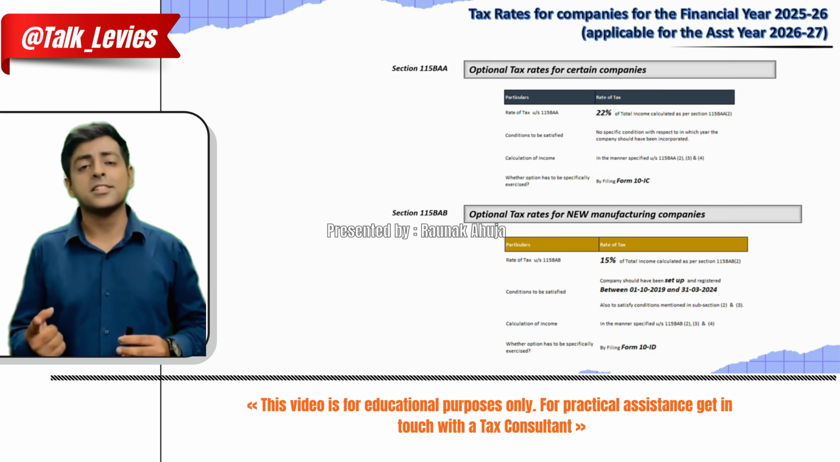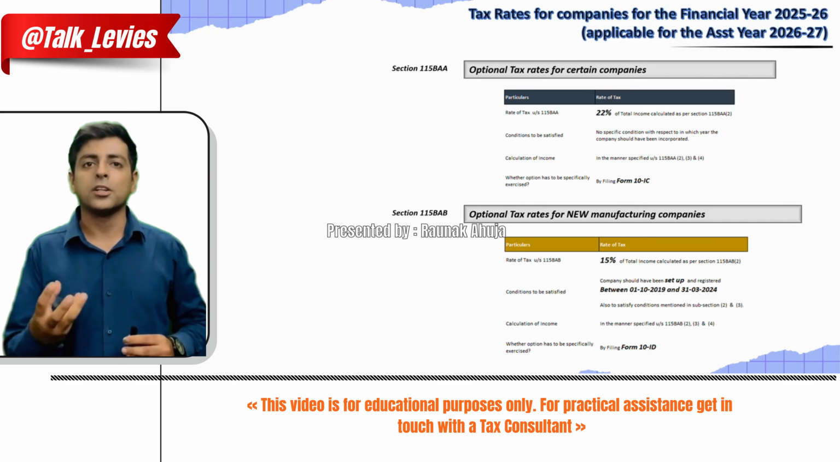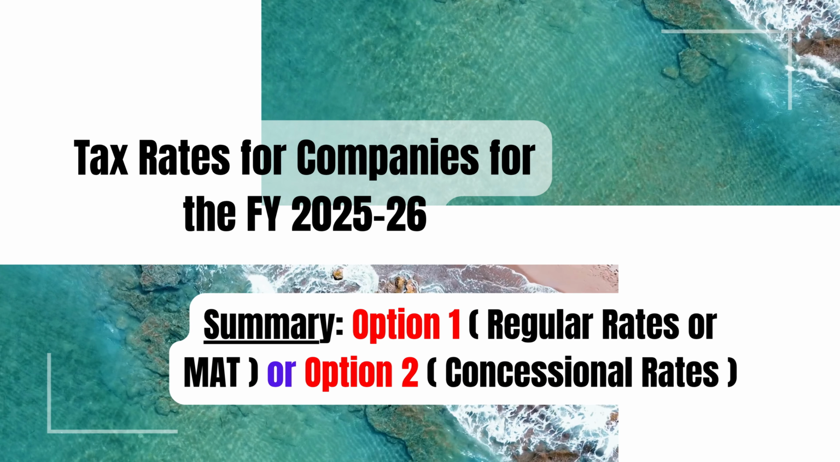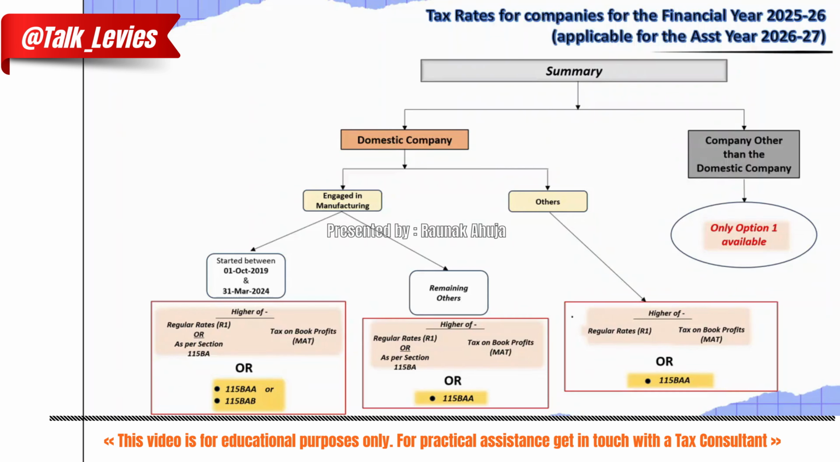Now, let's summarize this entire thing for you so that you understand it in a more lucid manner. So, to summarize, the domestic companies that are engaged in manufacturing and have started their operations of production in between the period 1st of October 2019 and the 31st of March 2024, for them, these two options of tax rates are available. The first option has been highlighted in cream color and the second option has been highlighted in yellow color. They can choose in between these two options.